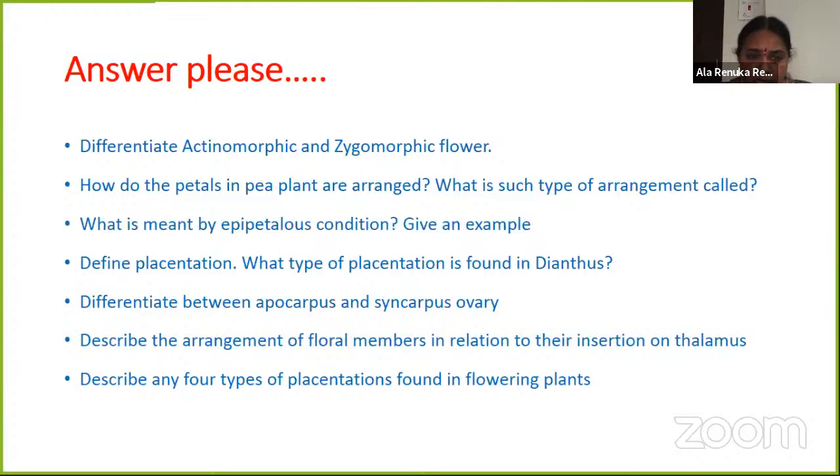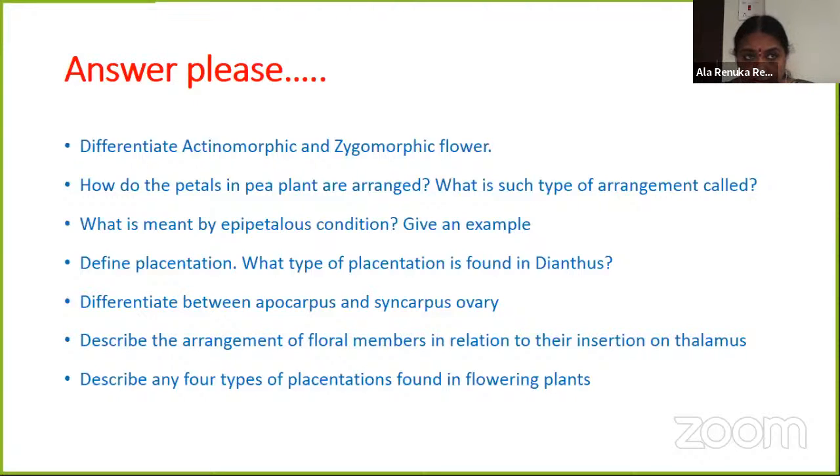It can be asked to describe actinomorphic and zygomorphic flowers, or describe different types of flowers based on their symmetry. So either way, it is an important 4 marks question. How are petals in pea plant arranged? What is such type of arrangement? In this, we have just described.